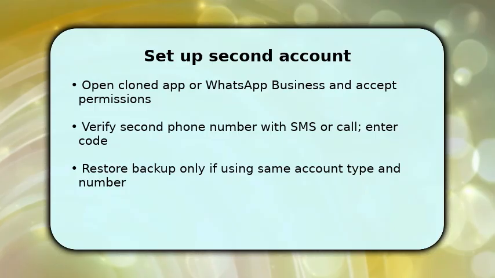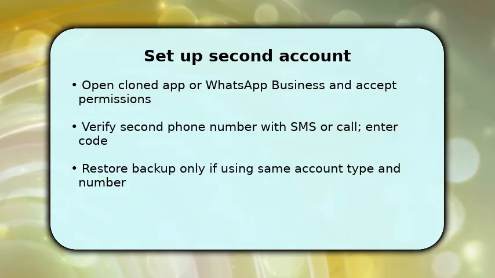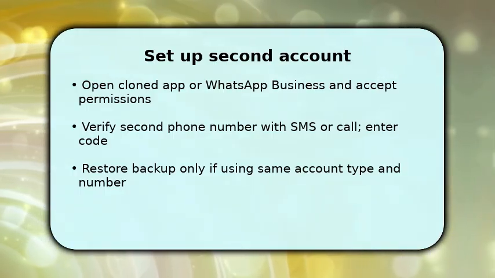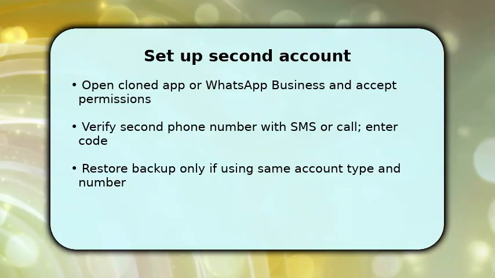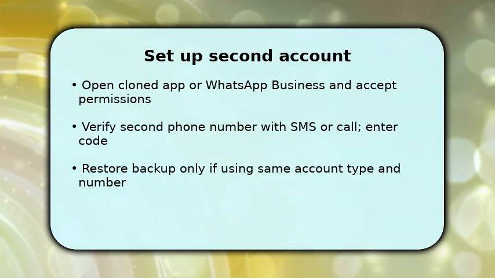You now open the cloned WhatsApp or WhatsApp Business and accept all permissions. This isolates data storage from the primary app. When prompted, enter the second phone number and verify via SMS or a verification call. Use the active SIM or temporary number forwarding.